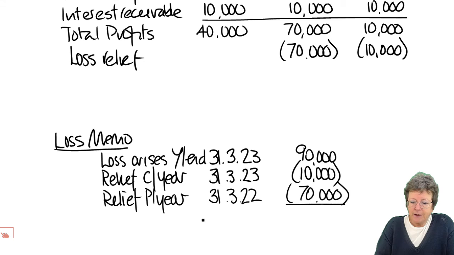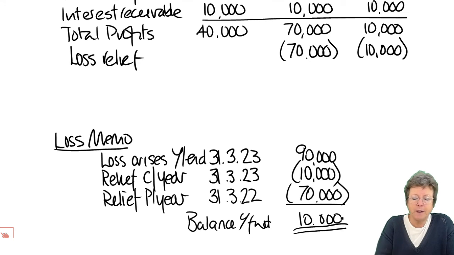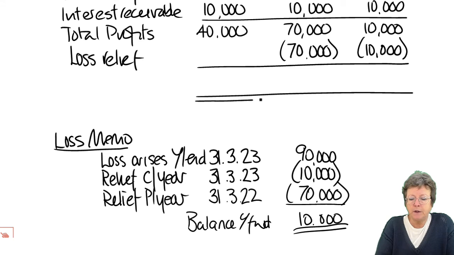So I have a balance carried forward, £10,000, because that's as far back as I can go. Don't leave it there. Make sure you finish off your pro forma nice, neat, well presented.